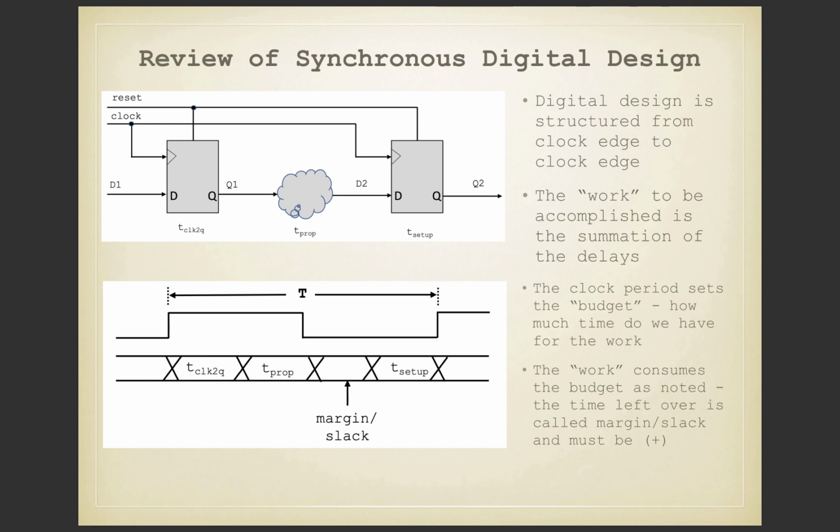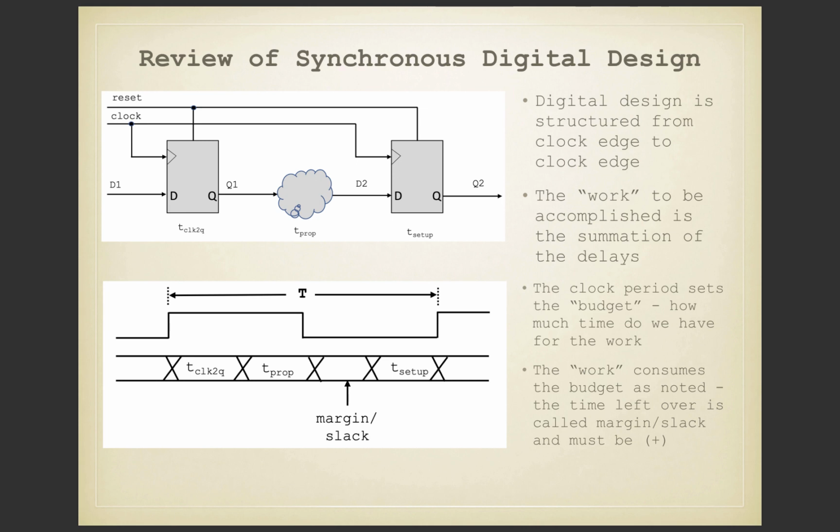Then once Q1 switches, it needs to enter the combinational array shown by a cloud. Sometimes we call it a combinational cloud, sometimes a combinational cone, but inevitably it represents an array of gates. When the inputs to the array of gates switch, that causes the signals to propagate through all the gates inside the cloud. Then there will come a time when it stops switching. We call that the T prop, the period of time it takes for the signals to pass through the cloud and be stable at the output. The output here is D2, which is the input to the second flop. The requirement there is that it must be stable, the setup time, before the next active edge of the clock.